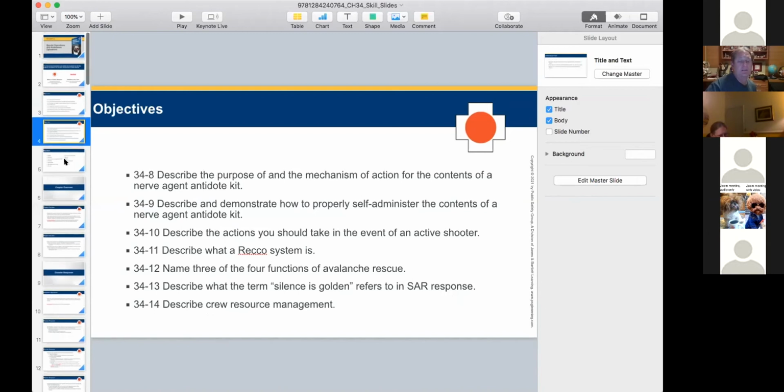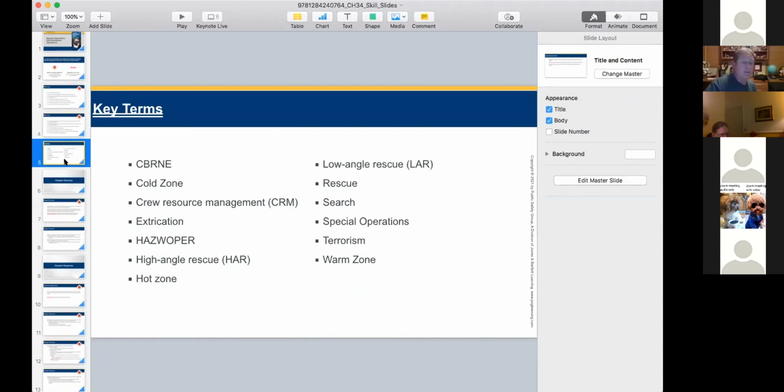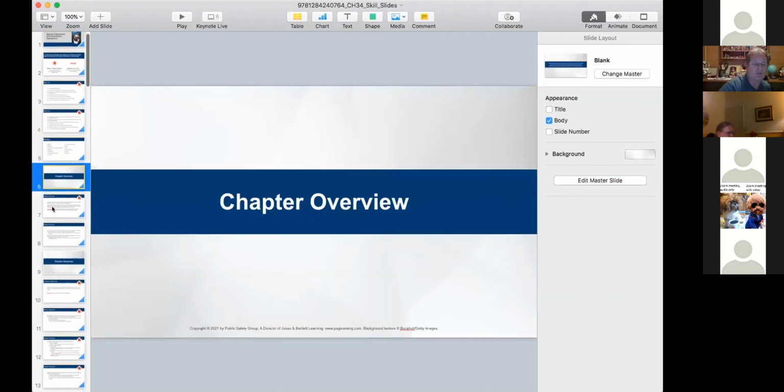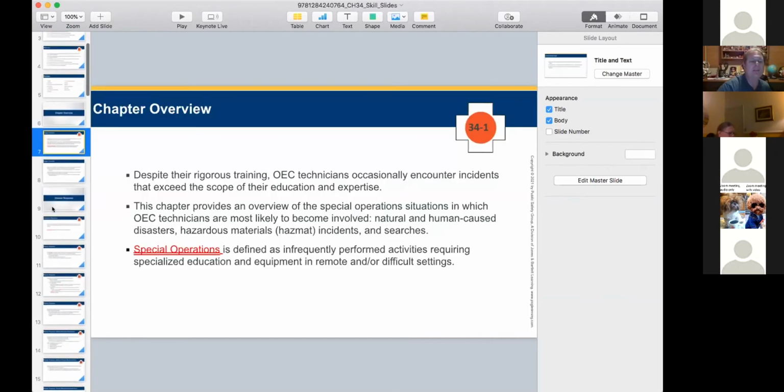Yeah, that's another. So, key terms. These are the ones you're going to need to know for your test. CBRN will probably be on there. We'll go over what a cold zone is. HASWAPPER. We'll talk about the difference between a high angle versus a low angle rescue. But the things you'd have to be concerned about are understanding what a cold zone is, the warm zone, the hot zone. Everything else is more or less just stuff I have to give to you.